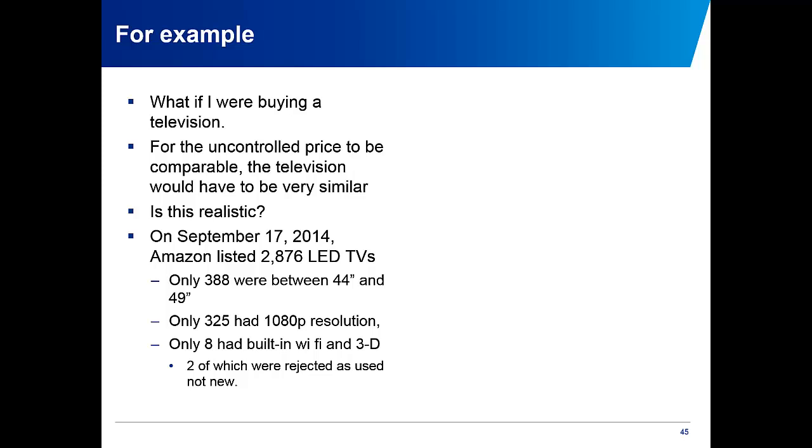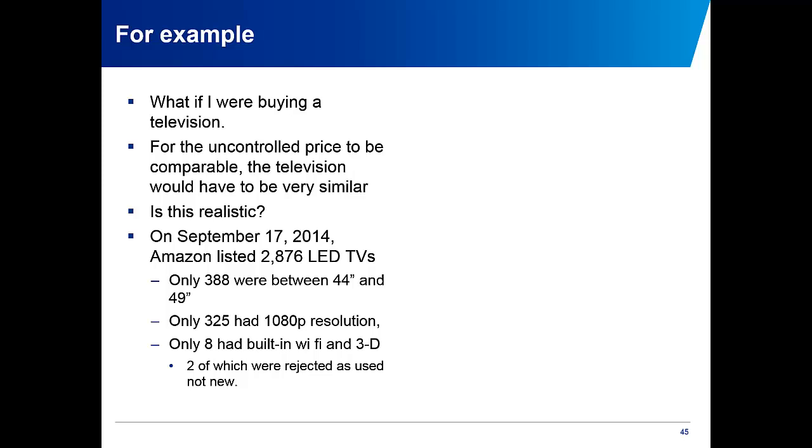Well, if you went off and did a search on Amazon, you'd find out that to start off with, there were 2,876 different LED TVs listed on Amazon on September 17th of 2014. But of those, only 388 were between 44 inches and 49 inches, and we know that's a very important factor for comparability. And of those, only 325 had the 1080p resolution, and then coming down, only 8 were built with Wi-Fi built-in and 3D.